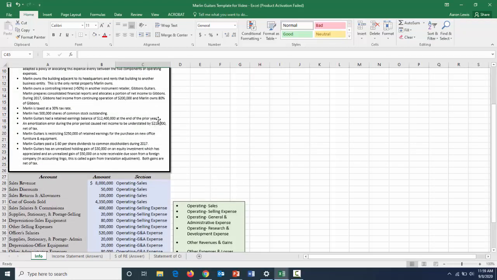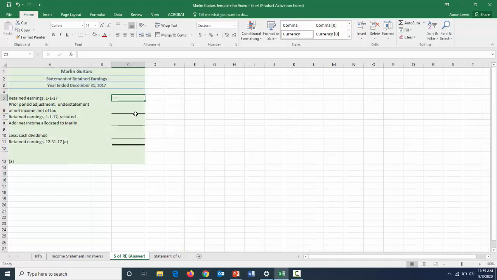There it is. Marlin Guitars had a retained earnings balance of $12,400,000 at the end of the prior year. Well, if we ended the prior year with $12,400,000, we have to be beginning this year with that same amount. So let's fill that in, $12,400,000 in beginning retained earnings. Then we have to see if we have to make an adjustment to our retained earnings.